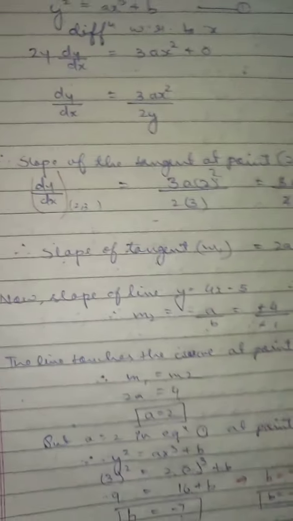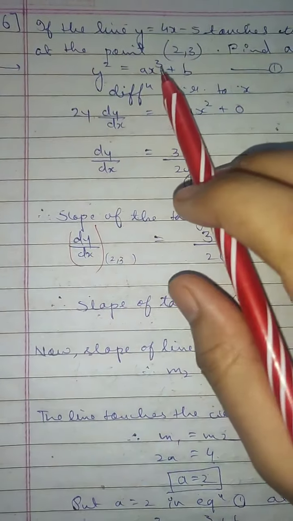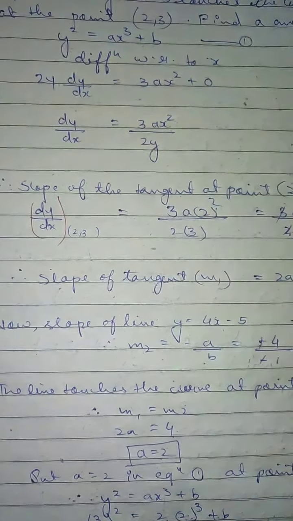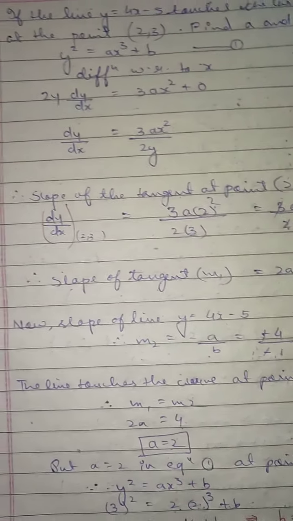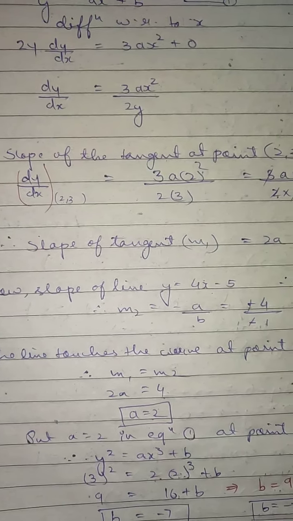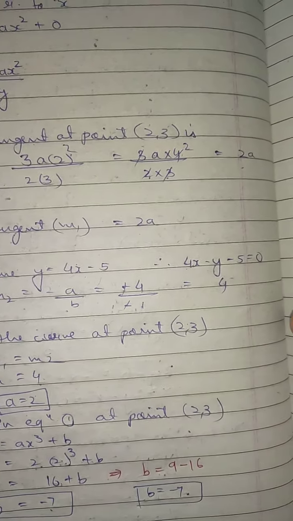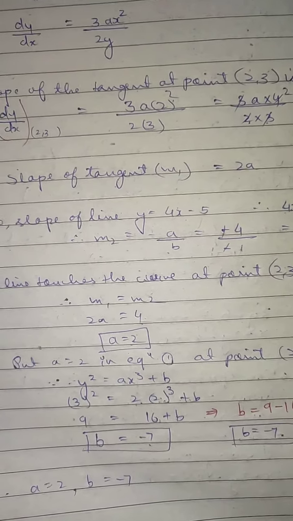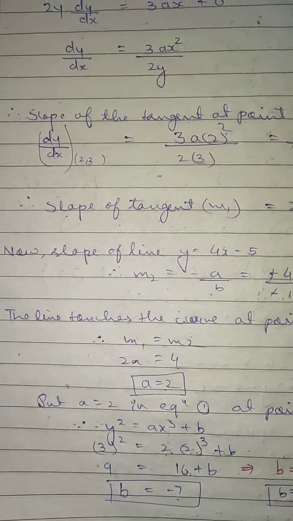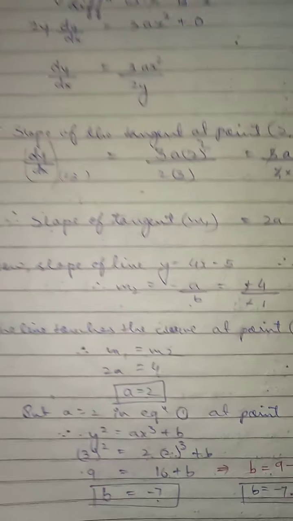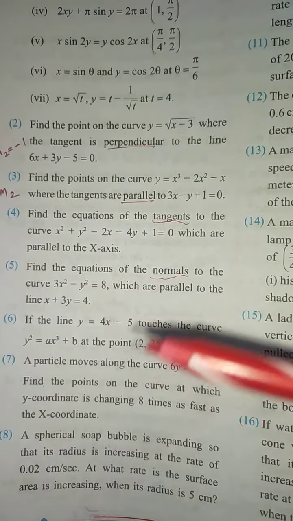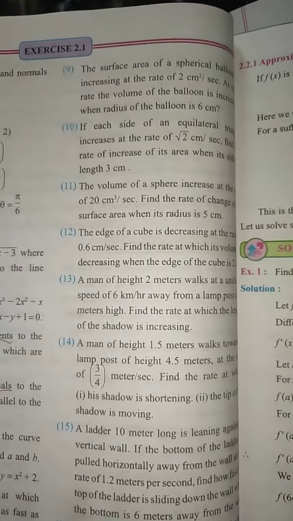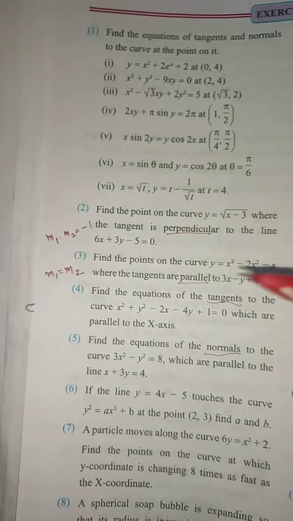So like this we have got the a and b values for question number 6. You can take a screenshot. So question number 6 is over. In the next video we will solve the 7th and then the remaining ones. So till 6 we have discussed here.